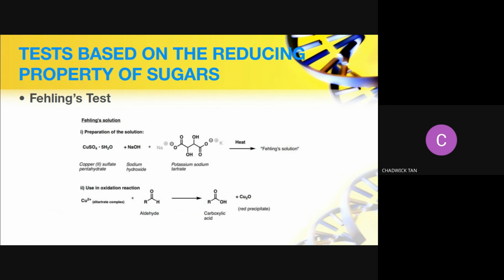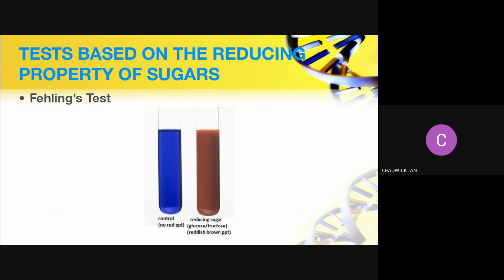So yan nangyari sa Felling's test. Your copper sulfate and your potassium sodium tartrate, you form the Felling solution. So in oxidation, the copper 2 plus is slowly released to react with the aldehyde to form the carboxylic acid and the red precipitate.